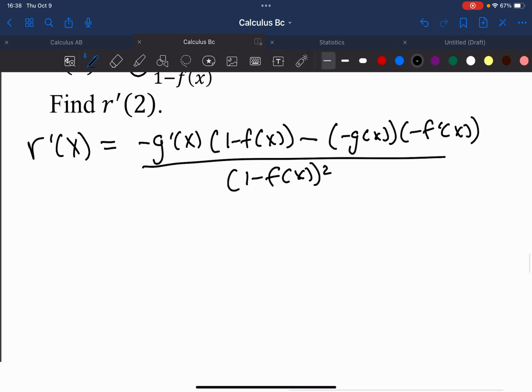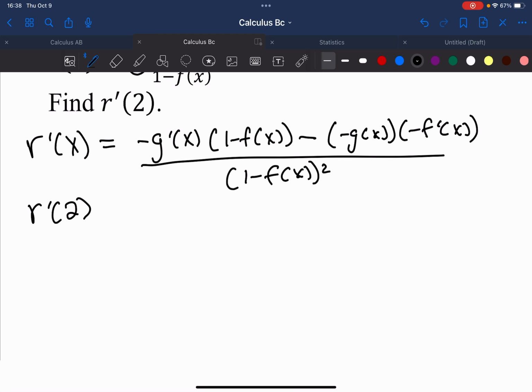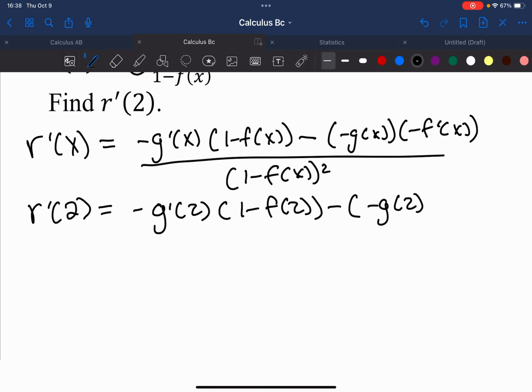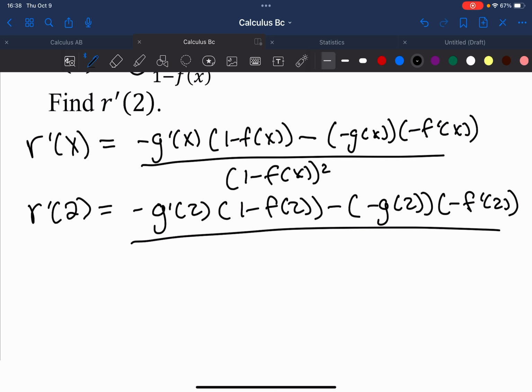So then I plug in 2. R prime of 2 is equal to negative g prime of 2 times 1 minus f of 2 minus negative g of 2 times negative f prime of 2, all divided by 1 minus f of 2 squared.